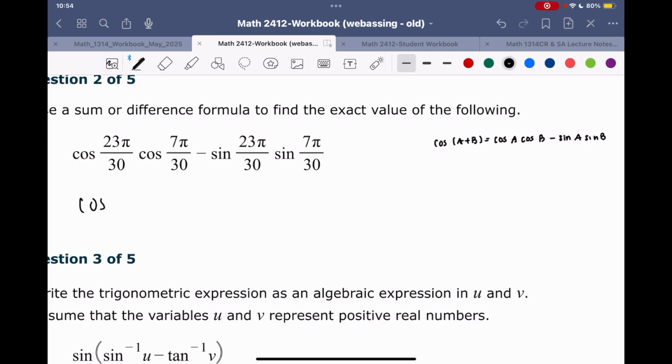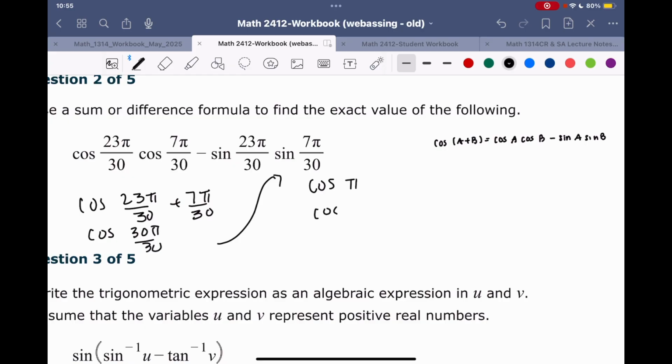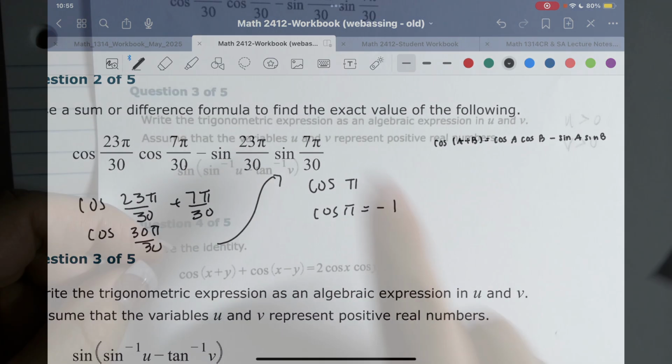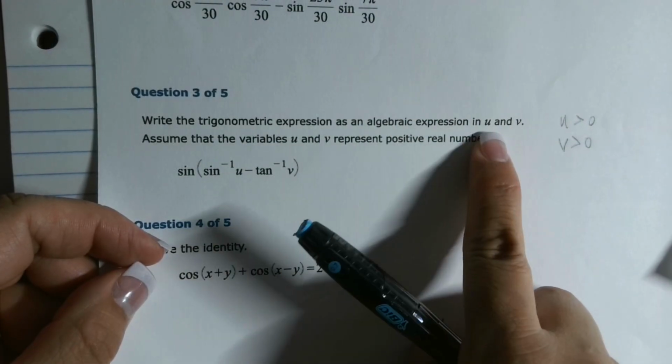So it's cosine of 23 pi over 30 plus 7 pi over 30. Cosine of 30 pi over 30 is going to bring us to cosine of pi, and cosine of pi is equal to -1.